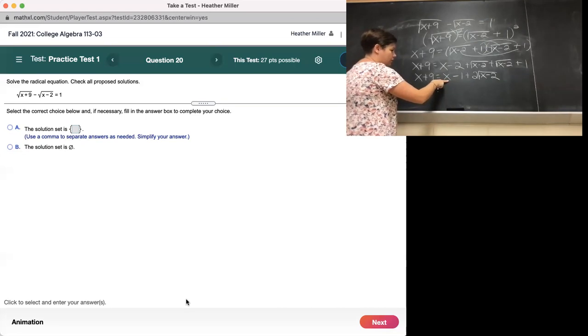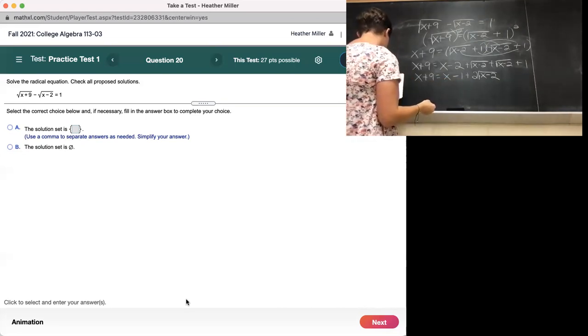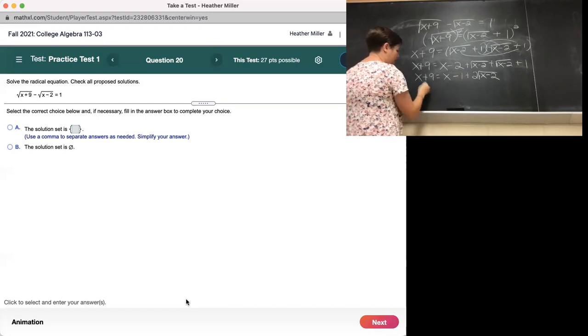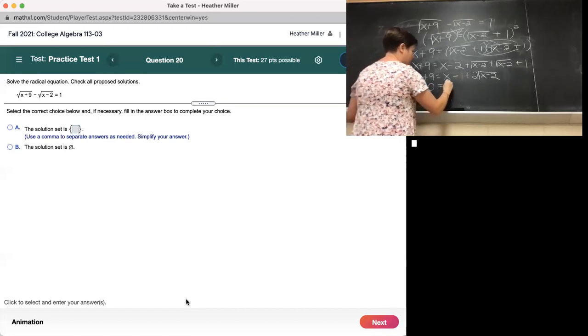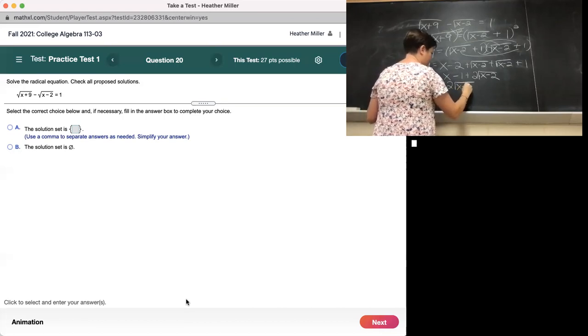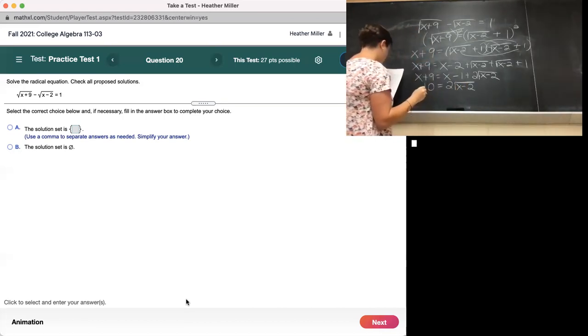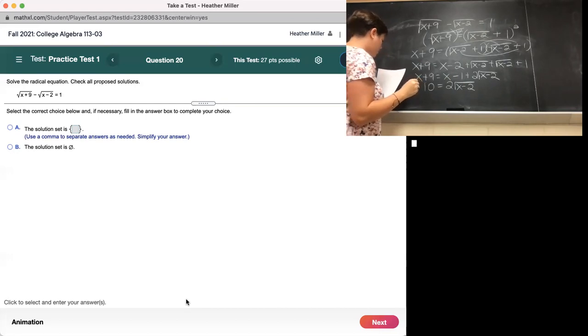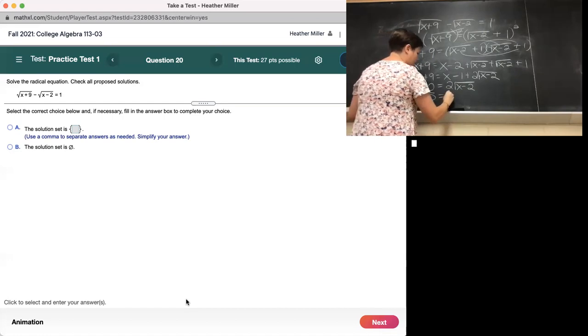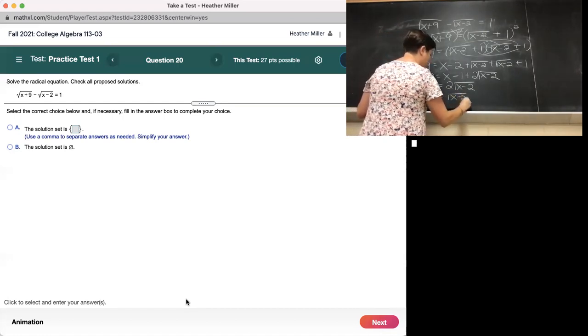So I'm going to subtract over my x and my 1. When I subtract over my x's go away. When I add over my 1, I just get 10. 10 equals 2 square roots of x minus 2. At that point, I can divide both sides by 2. So I get 5 equals the square root of x minus 2.